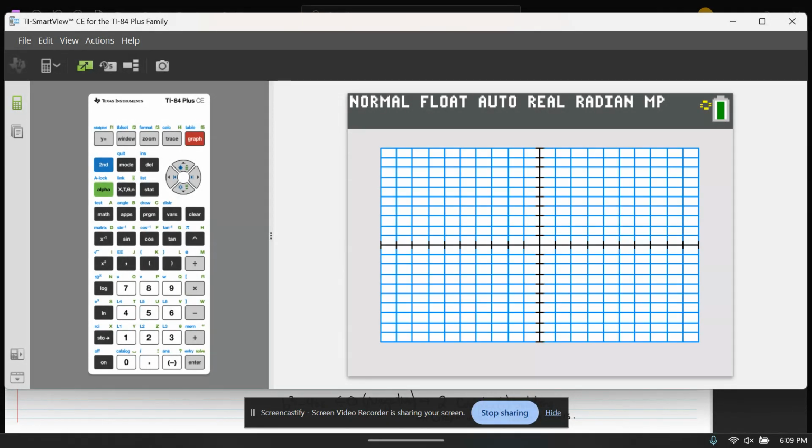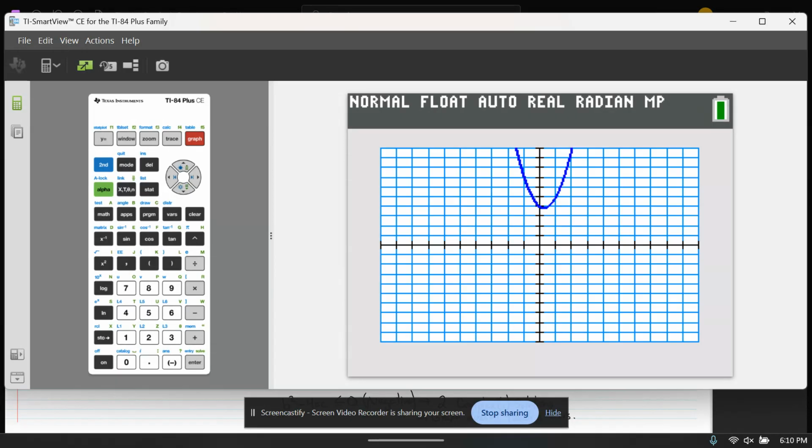If I hit graph, see that parabola not touching the x-axis? That tells me I got complex answers. If I graph what's equal to 0 and it doesn't touch the x-axis, I should have complex solutions.